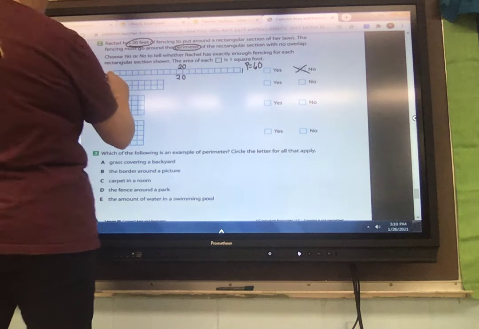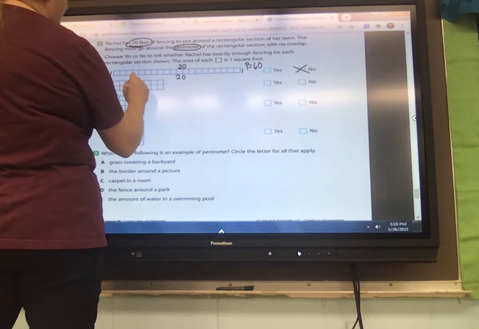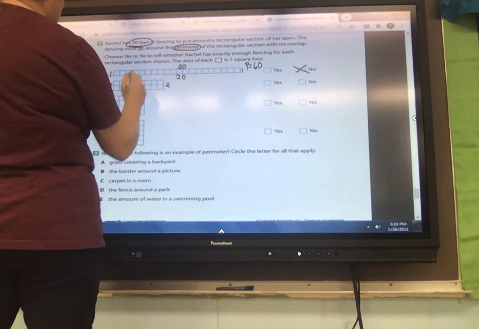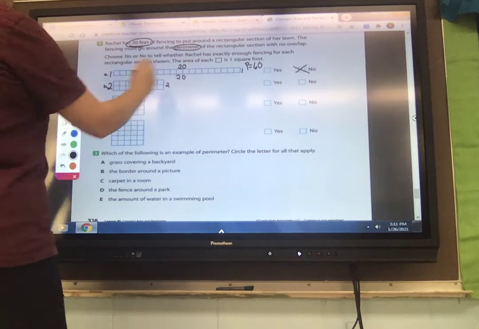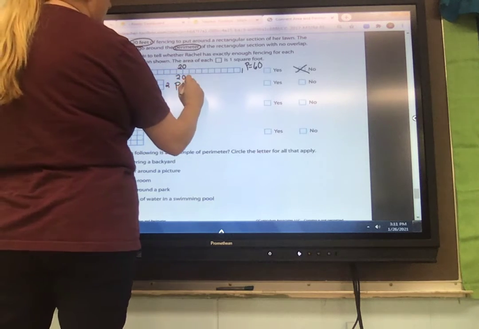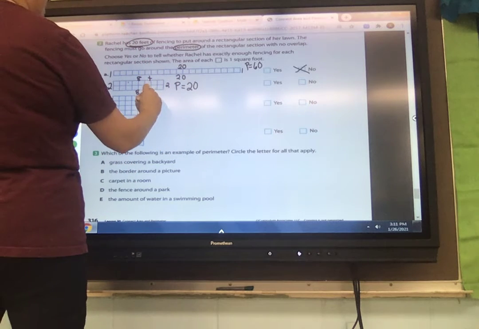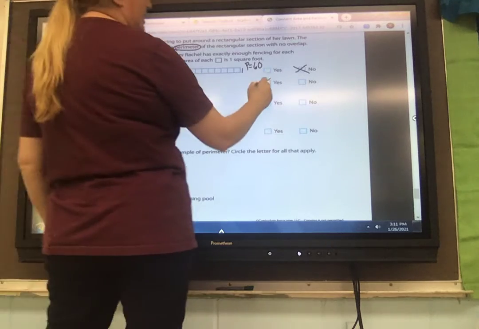B, we have 2. 1, 2, 3, 4, 5, 6, 7, 8. 2 and 8. 8 and 2 make 10. Another 10, so perimeter would equal 20. 8 plus 2 plus 8 plus 2 is 20. That one's a yes.